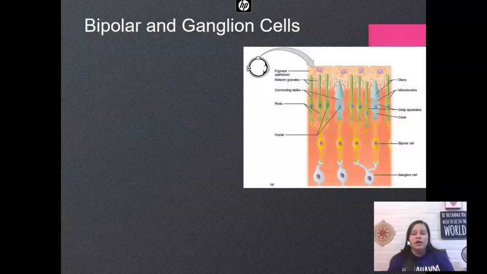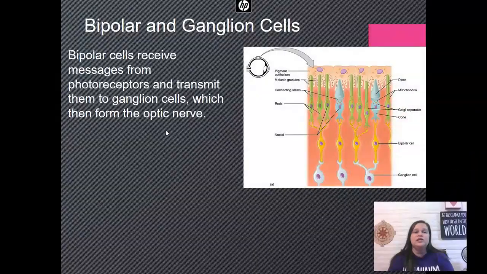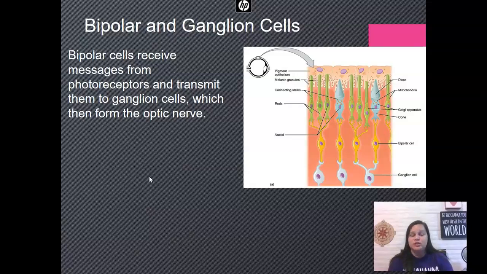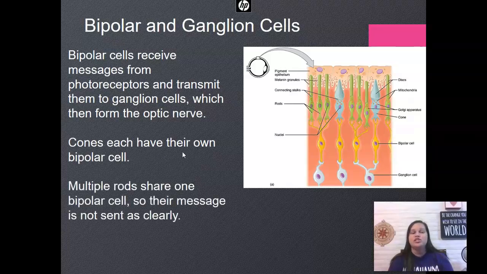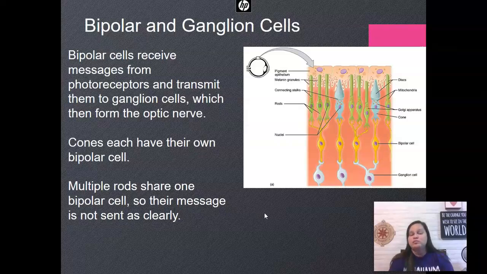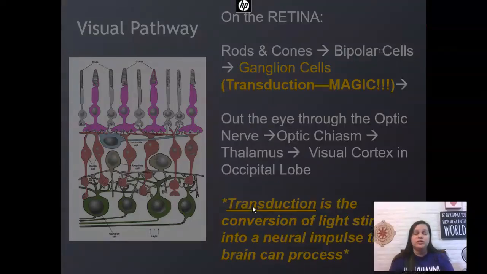A little bit more about those bipolar cells and the ganglion cells. The bipolar cells continue on that message from the rods and the cones, and then they're transmitting it to the ganglion cells. The ganglion cells then go on to form the optic nerve. And as mentioned, the cones each have their own bipolar cell, and the rods have to share one. So their message is not going to be sent as clearly.